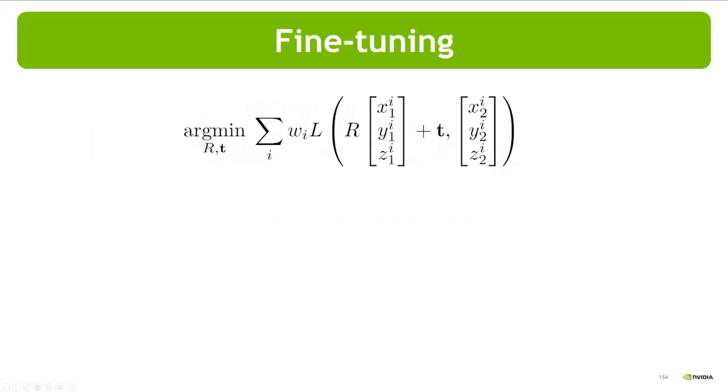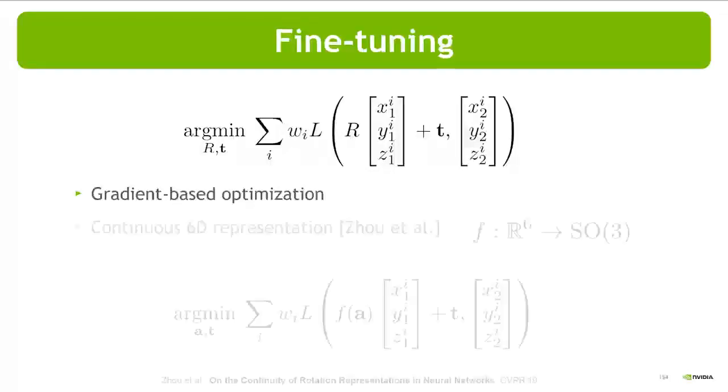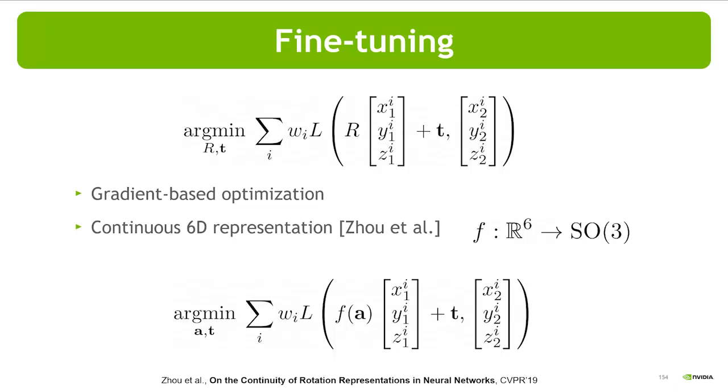Specifically, we use a robust loss function such as Huber loss instead of the L2 loss we use for weighted Procrustes, and optimize the pose using gradient descent. Since we're optimizing a rotation matrix, it is important that we use a smooth, continuous representation to model the rotation matrix. Thus, we use the orthogonal representation proposed by Zhou et al., which we denote as the function f.